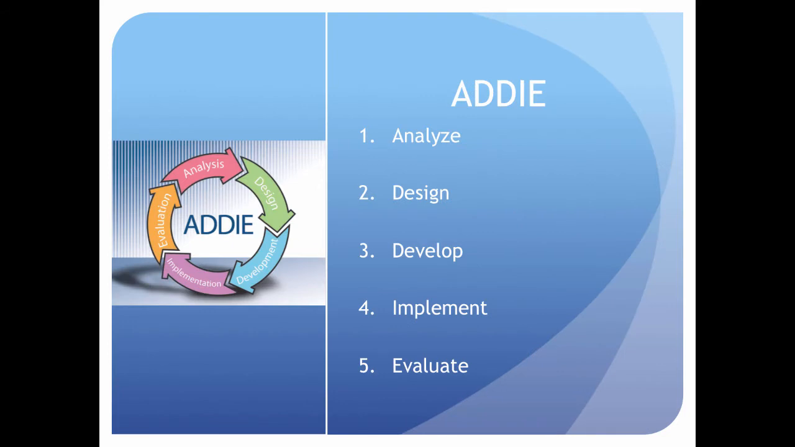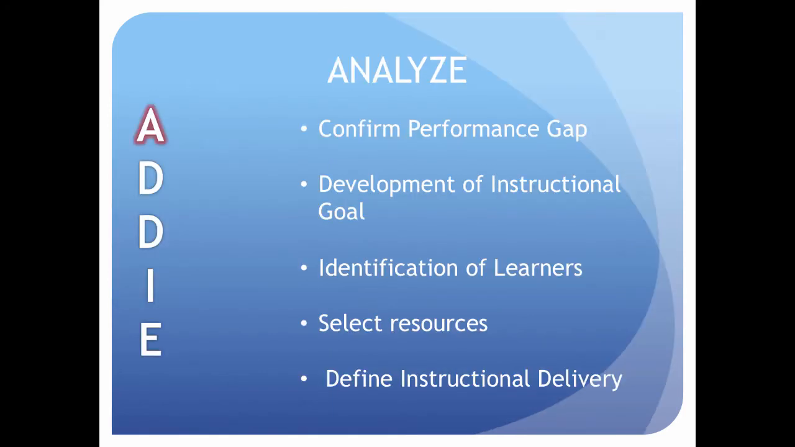The ADDIE method is comprised of the following phases. 1. Analyze. 2. Design. 3. Develop. 4. Implement. And 5. Evaluate. Analyze. In this phase, the instructional designer will confirm that the performance gap is due to lack of knowledge or skill.